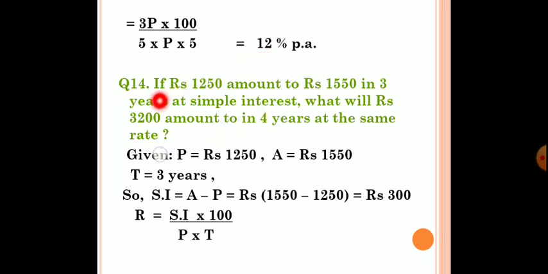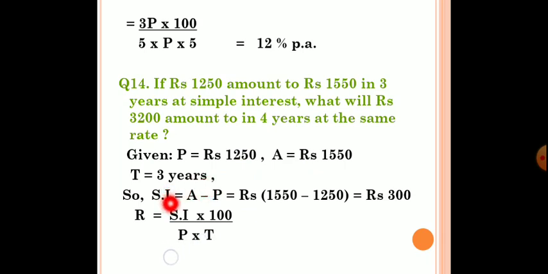The last question of this part, that is question number 14. If rupees 1250 amount to rupees 1550 in 3 years at simple interest, what will rupees 3200 amount to in 4 years at the same rate? Now in this question we have the principal, we have the amount, and we have the time period. The first thing we need to do is find the rate of interest. So given principal is rupees 1250, amount is equal to rupees 1550, time is equal to 3 years.